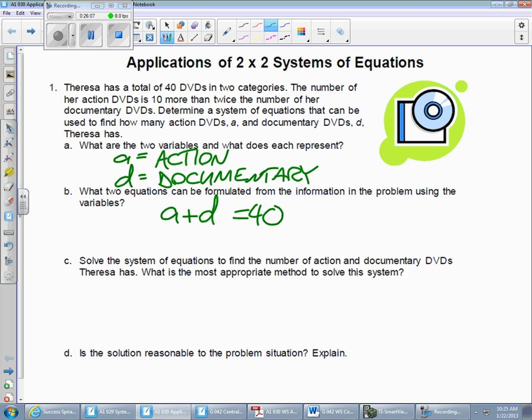The number of her action DVDs is 10 more than twice the number of her documentary DVDs. Okay. Well, all in one sentence, that's pretty ominous. That's difficult to understand. Let's just take it a couple of words at a time here. The number of her action DVDs. What do you know about that? Action DVDs.